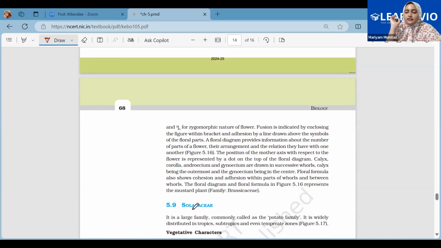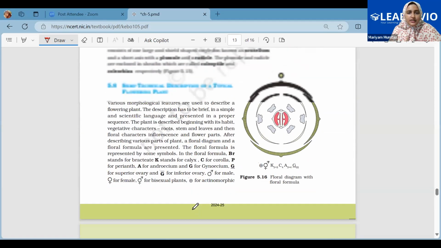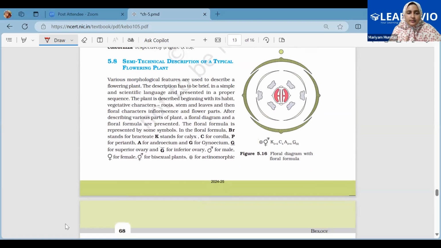Okay, students, let's take a 5 minute break and then we'll continue with floral families. For 5 minutes, you people can relax also. Even I'll relax my throat.